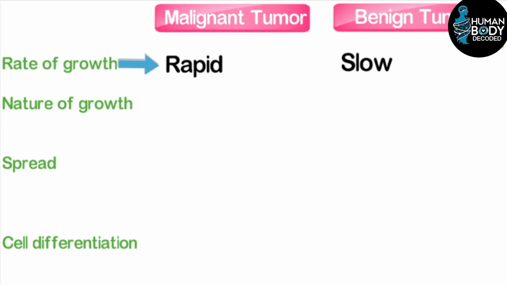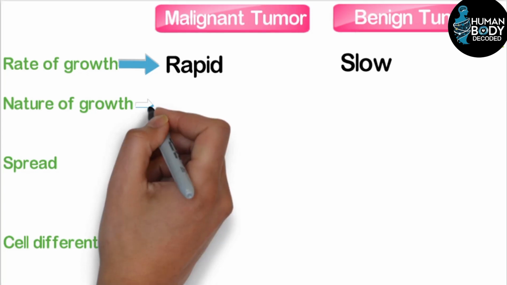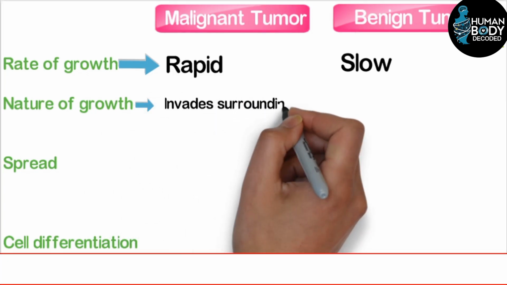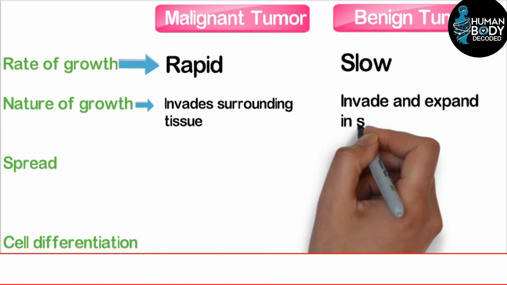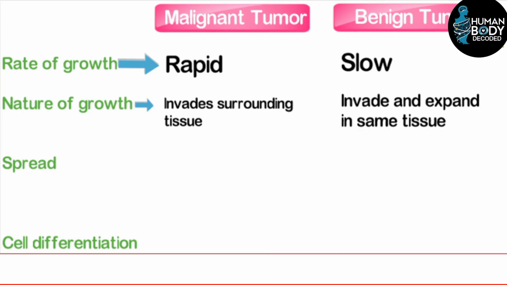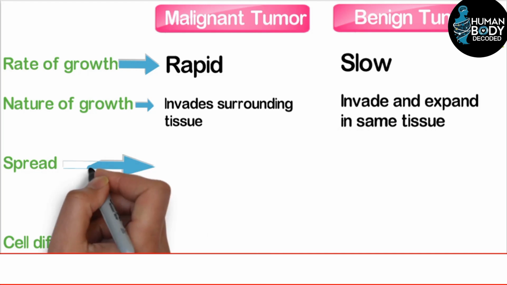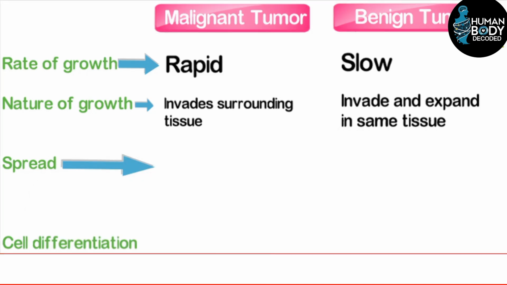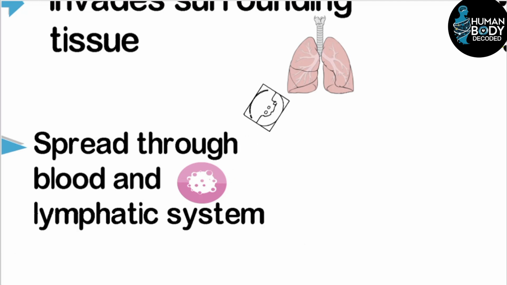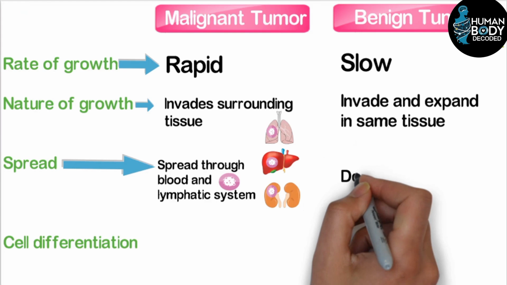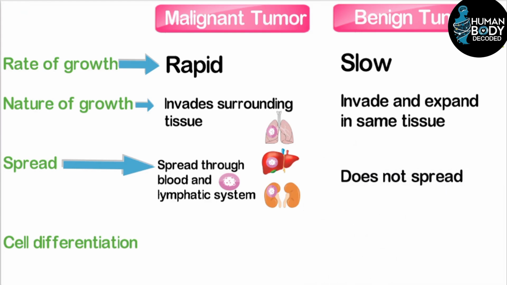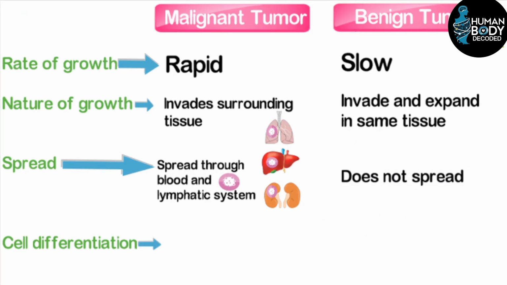The second difference is about the nature of growth. What happens in this? The malignant tumor damages surrounding tissues, but the benign tumor only damages the tissue where it is located, it expands only within that tissue, within that organ. The third difference is about the spread. The malignant tumor spreads from one organ to another place through blood and the lymphatic system, but the benign tumor does not spread. The fourth difference is cell differentiation.